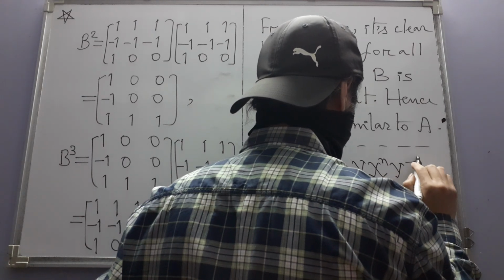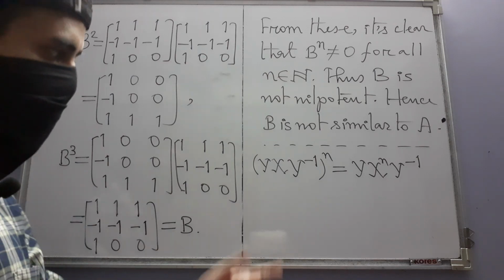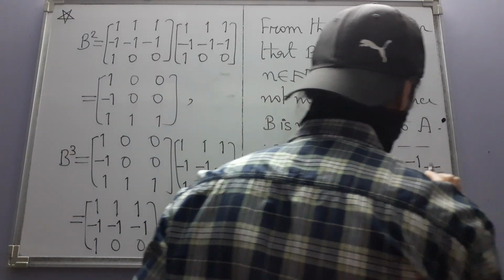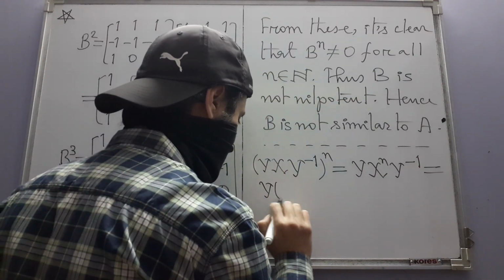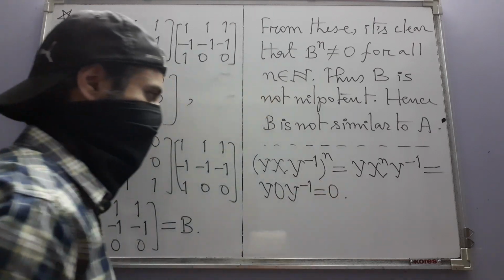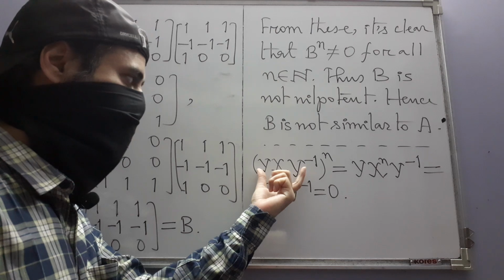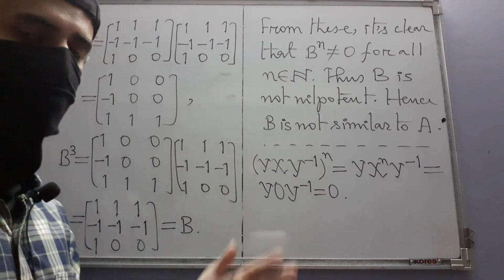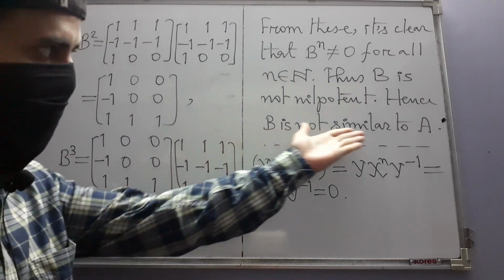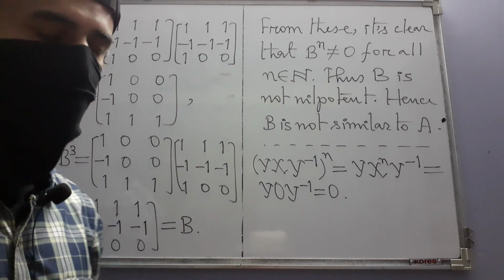This is in fact also a form that you are well familiar with from group theory. In group theory, we see this type of thing. But this is 0. So this is also 0. And that is why if X is nilpotent, then any matrix conjugate to X, or in the language of matrices similar to X, is also nilpotent. And that's why B cannot be similar to A, because B is not nilpotent but A is nilpotent.